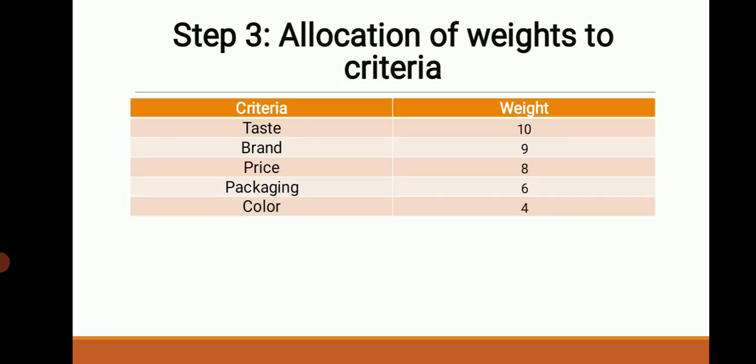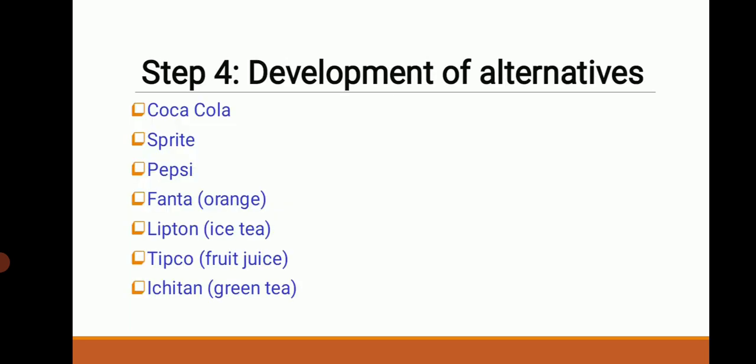And step 3 is allocation of weights of criteria. We want to give a mark for the criteria. That is, for taste we want to give a mark 10. For brand we want to give a 9 mark maximum. Price we want to give an 8 mark. And packaging we want to give a 6 mark. And color we want to give a 4 mark. Step 4 is development of alternatives. That means different brands: Coca-Cola, Sprite, Pepsi, Fanta Orange, Lipton Iced Tea, Tipco Fruit Juice and Echitan Green Tea.